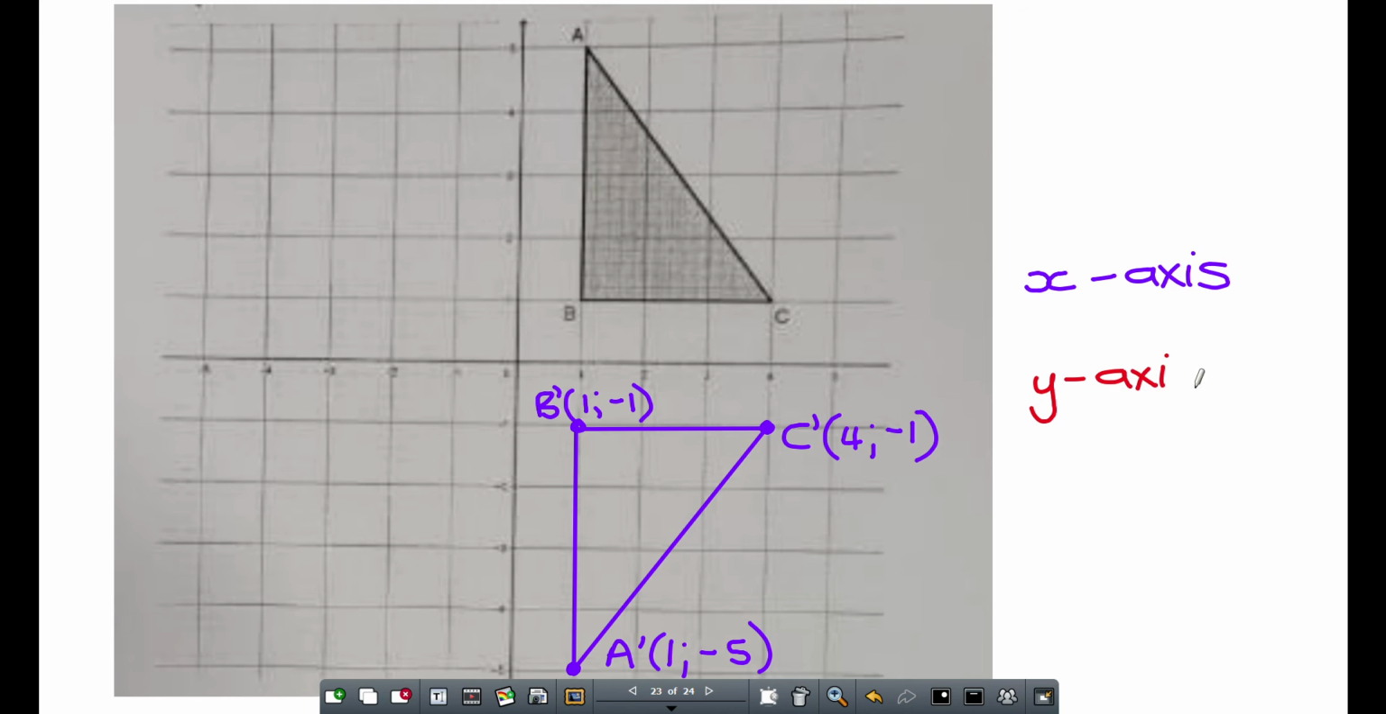Okay, now we've got to reflect in the y-axis as well, and that will be the red triangle. Now, when we reflect in the y-axis, y values stay the same, but x values are going to change. So B will now be over here, where x is now minus 1. So can you see it's not a positive 1 anymore? A will be over there, where x is minus 1 and y stays 5.